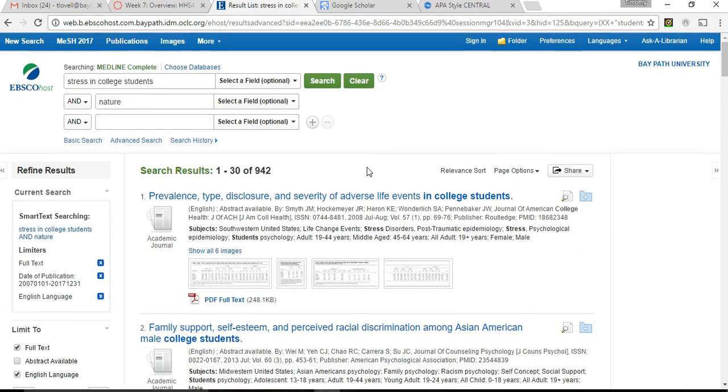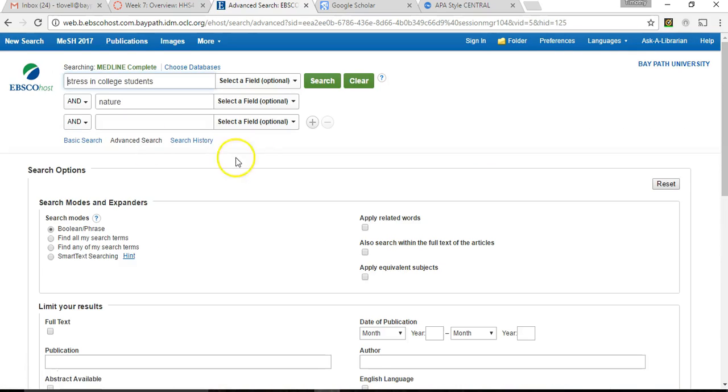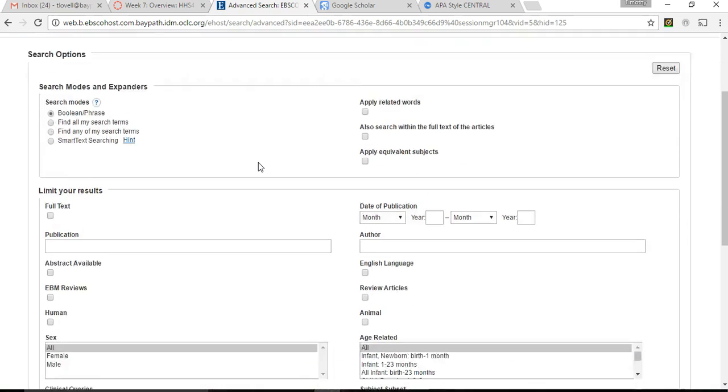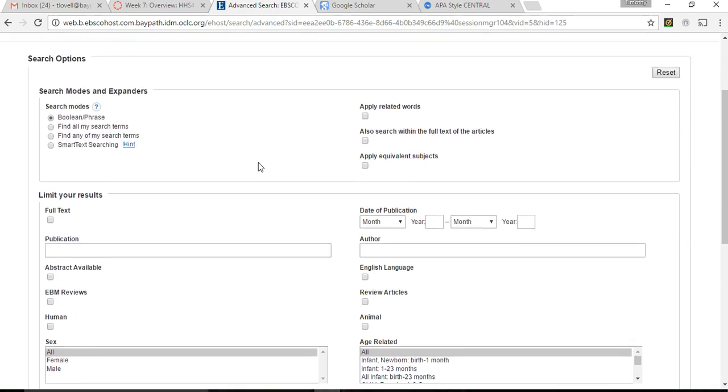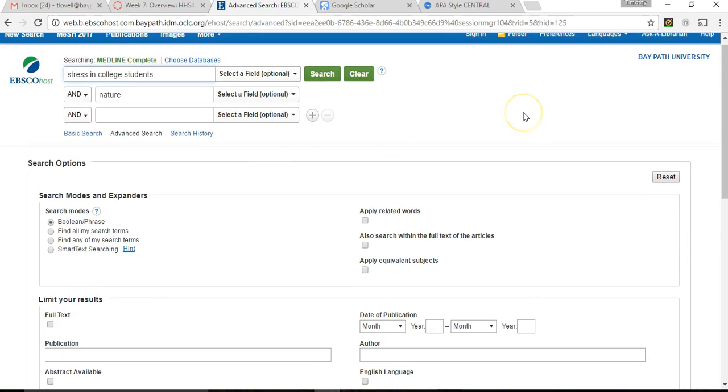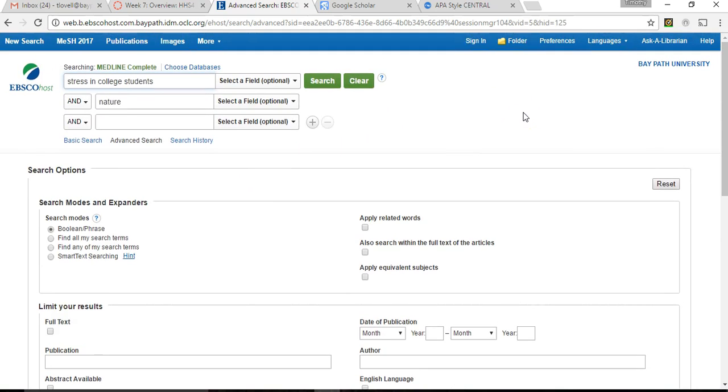That's just a very quick, basic search. You can do advanced search. That gives you a few more options. But just in general, how to get started. And again, the video that you have of Sandy will go into a lot better detail.